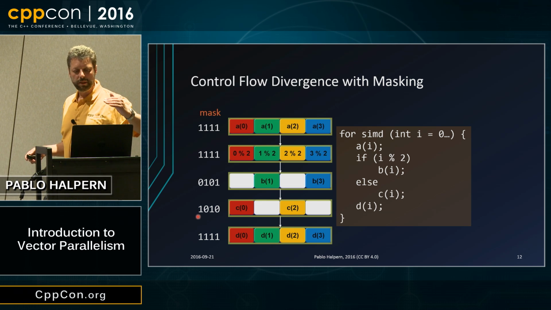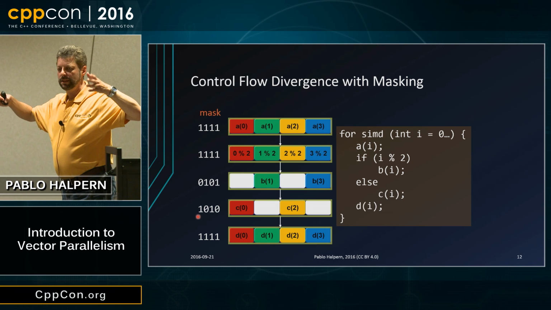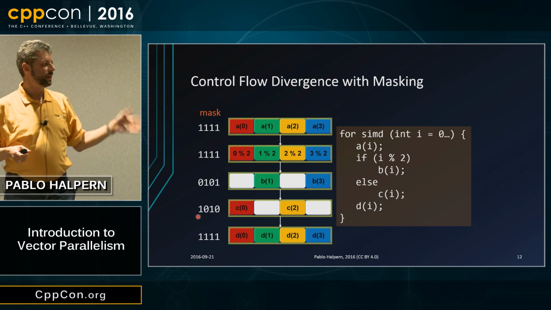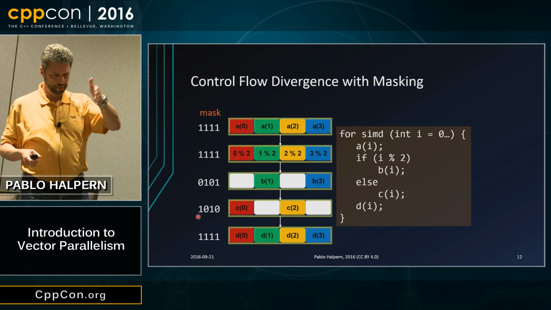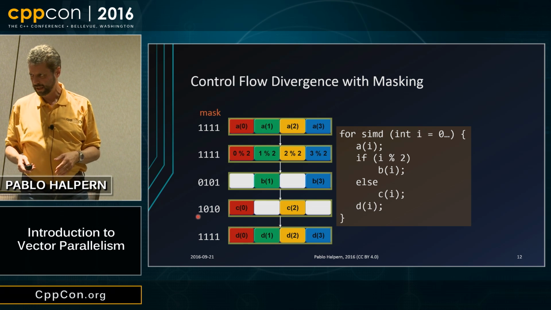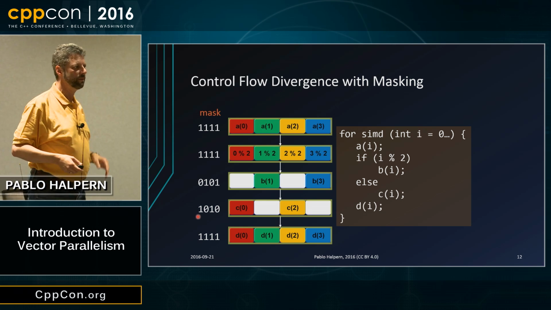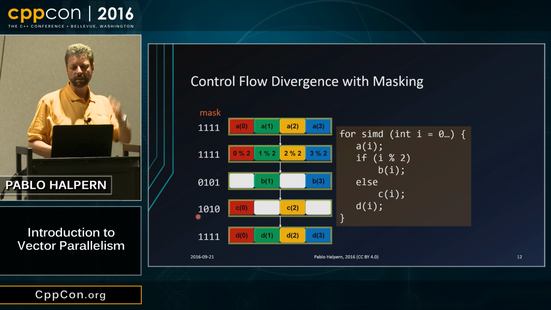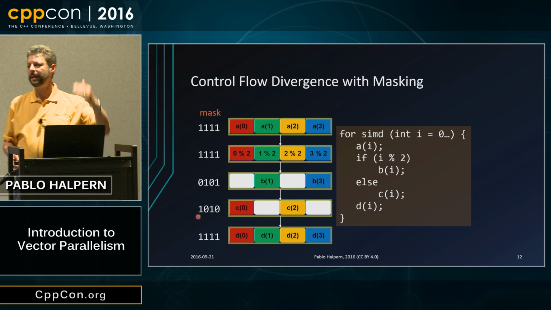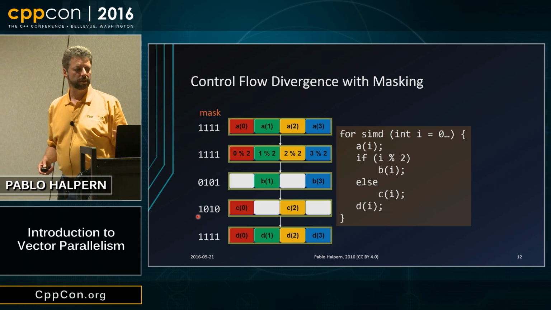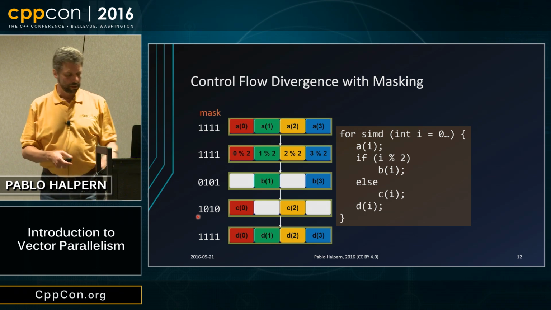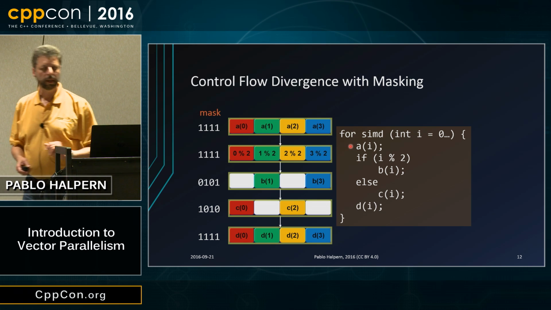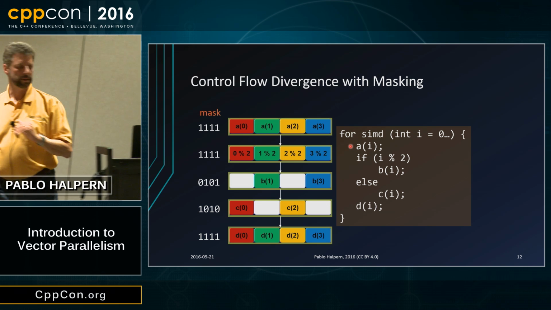where we have a mask of bits that say which lanes are active for this instruction and which lanes are not active. A 1 bit or a true value is for the ones that are active, a false value for the ones that are not active. And so we start our computation, we'll assume that the mask is set to all 1s. So the A computation, which as you can see is not inside the if here, takes place on all 4 lanes.